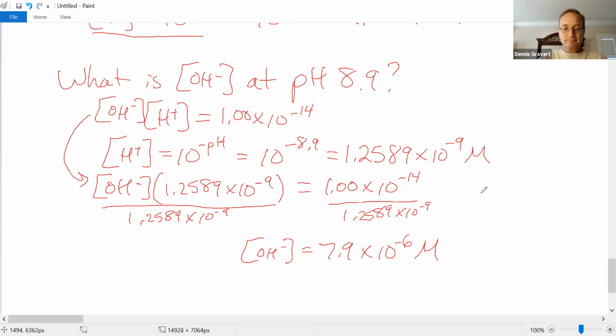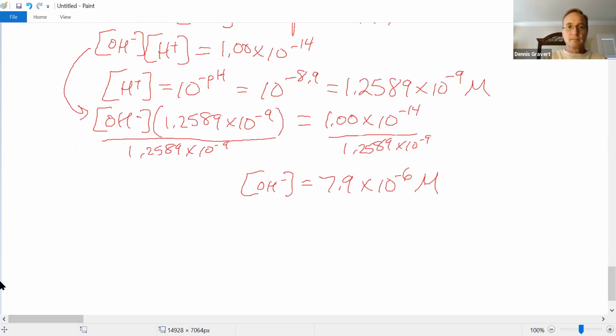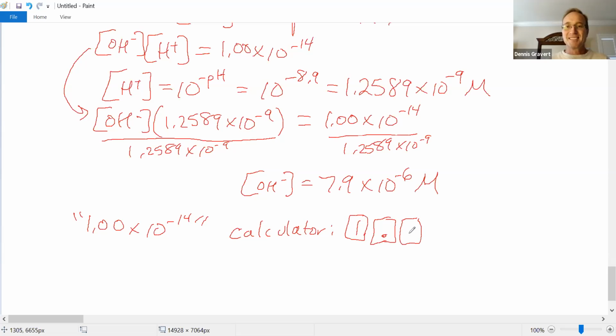Your calculator, if you need to get 1.00 times 10 to the minus 14 in the calculator, you're probably going to have to type in 1. So hit the 1 key, the decimal key. I know, step by step. I apologize for those of you who know how to use your calculator, but some students don't. And then this is going to be really troublesome for them. On some calculators, there's an EE button. Other calculators, there's an EXP button. Hit that button next.